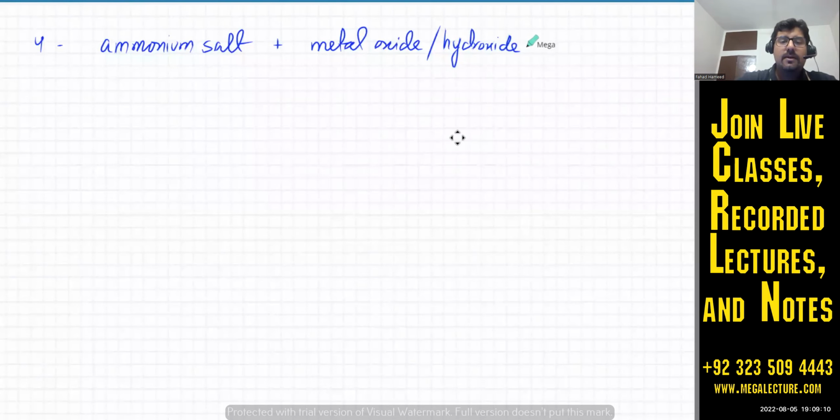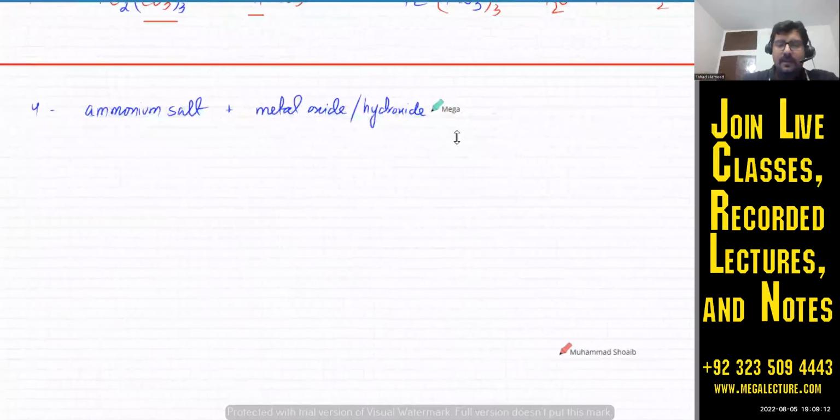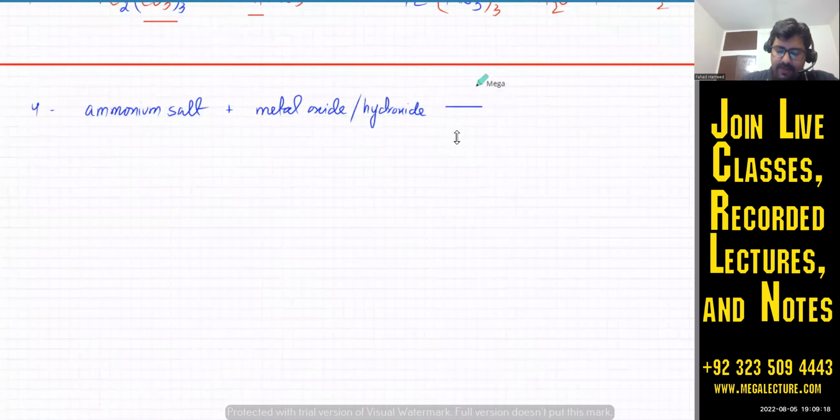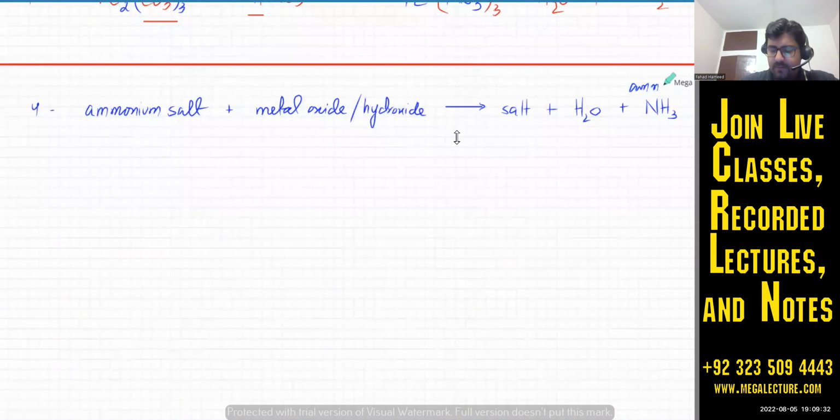So reacting with metal oxide plus hydroxide. And it's going to end up forming a salt, water, and ammonia. Okay, so it will react and it will produce salt plus water plus, now ammonia is NH3. Okay, this is ammonia. I'll just give you a brief idea about ammonia.